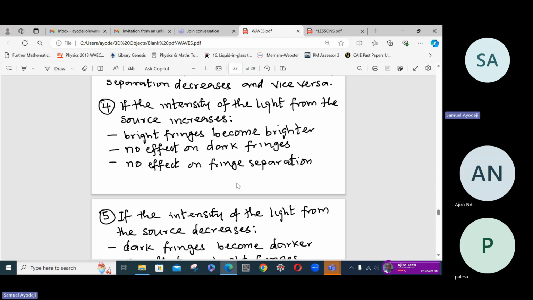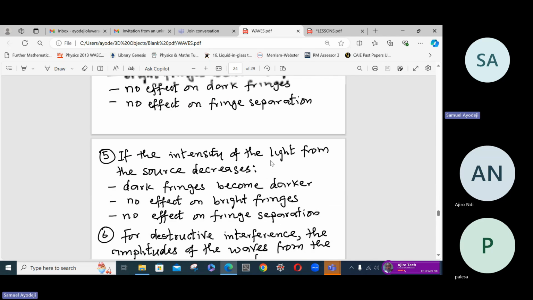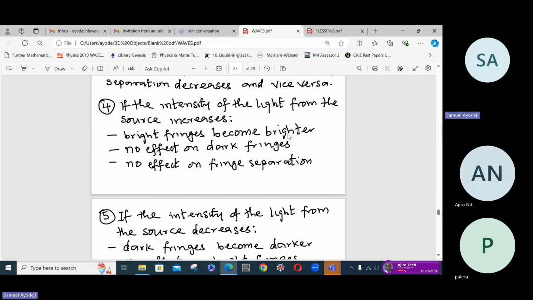So let me go back to my point. If the intensity of the light from the source increases, intensity has to do with brightness. Take note of all these points. If the intensity of the light increases, what happens? Bright fringes become brighter, because intensity has to do with light. Bright fringes become brighter, with no effect on dark fringes and no effect on fringe separation.